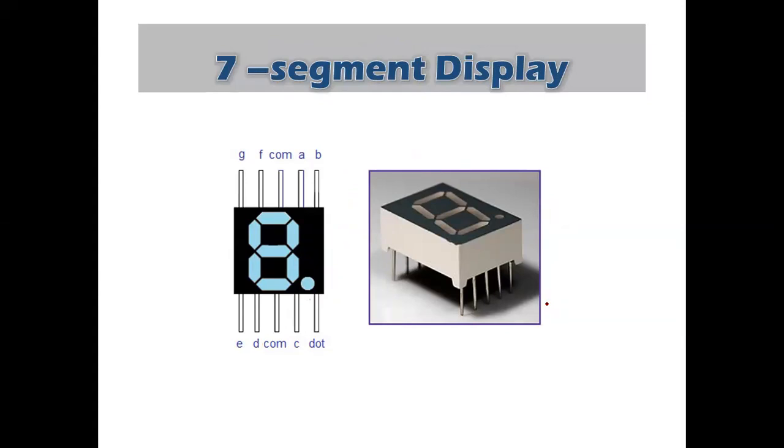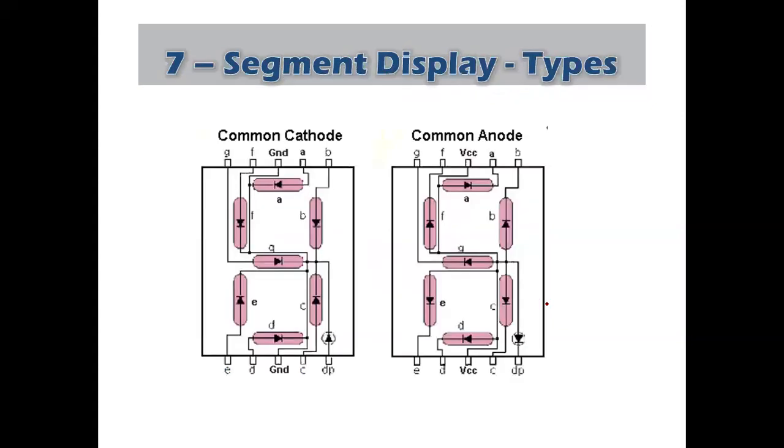So this is the 7 segment display, because we have 7 different segments to control here. In this we have 2 types, that is common cathode and common anode. So common cathode is, see, all the cathodes are connected together and given to the common cathode, that is the ground point.